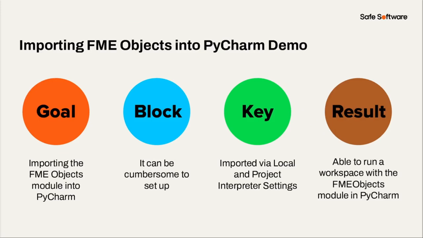So talking about the demo here, we're going to import the FME objects module into PyCharm. It can be a little bit cumbersome to set up, but don't worry, if you're not familiar with it, once you see this demo it'll be easy to follow. We'll go into local and project interpreter settings to set that up, and then we'll be able to run workspaces with the FME objects module in PyCharm. So, getting into the demo here.